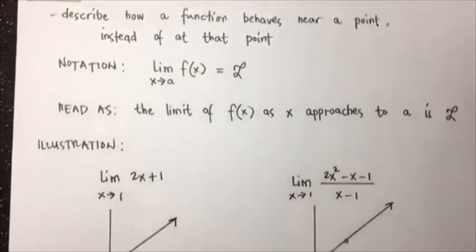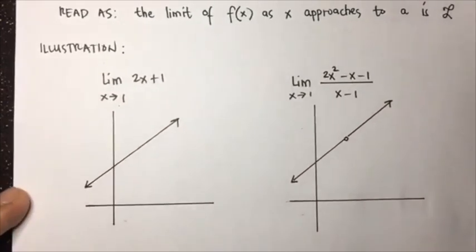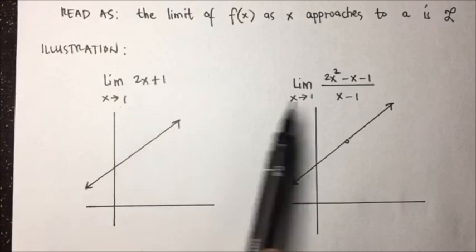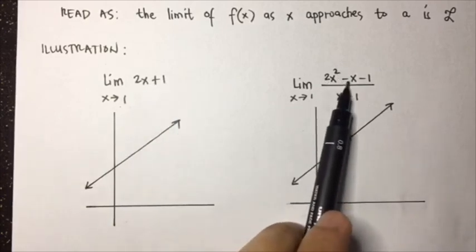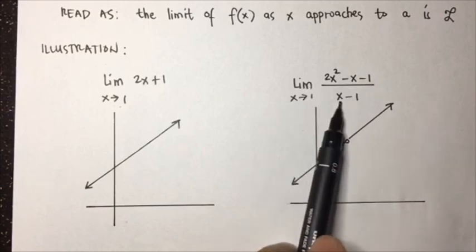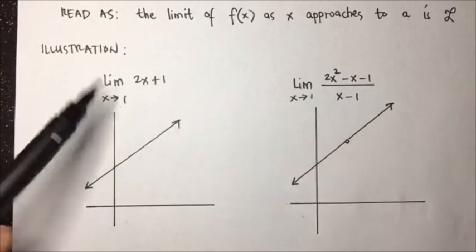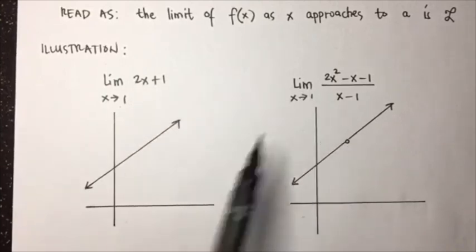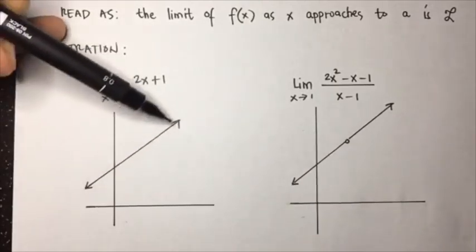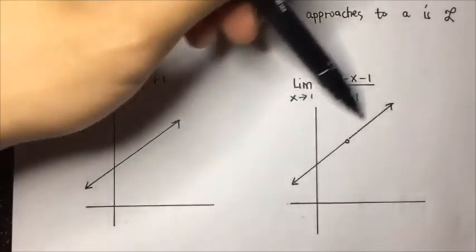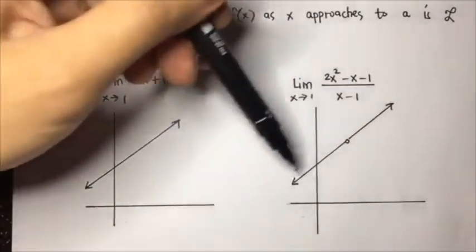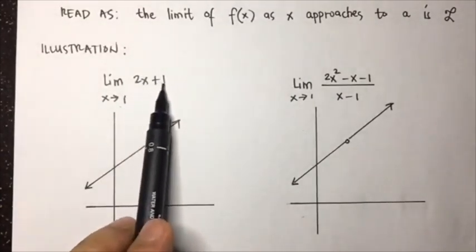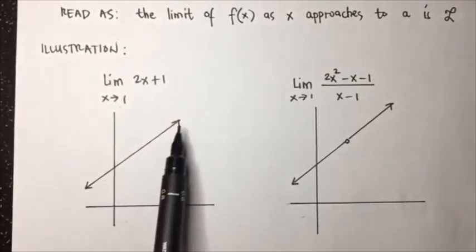Illustration. We have here two functions: 2x plus 1, and 2x squared minus x minus 1 all over x minus 1. If you graph those two functions, the graphs will be identical, just straight lines. But as you can see, 2x plus 1 is continuous.